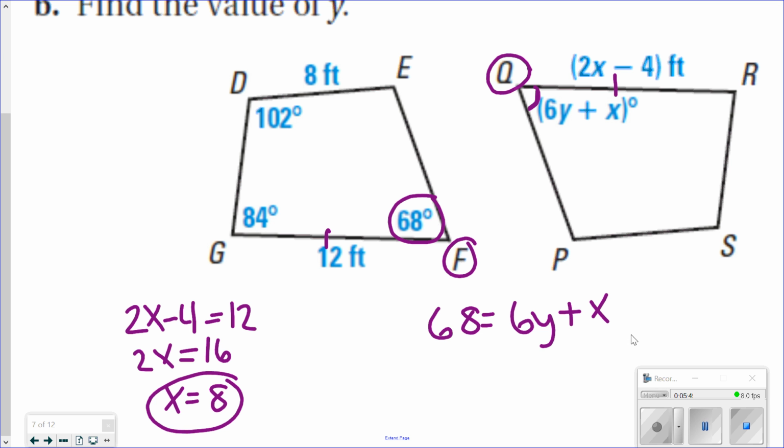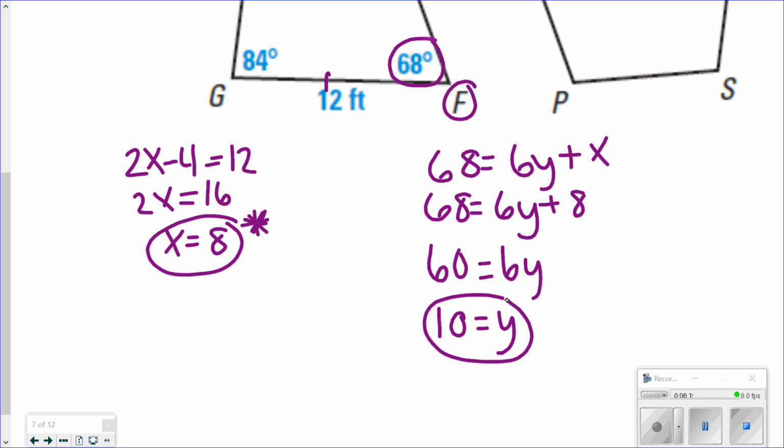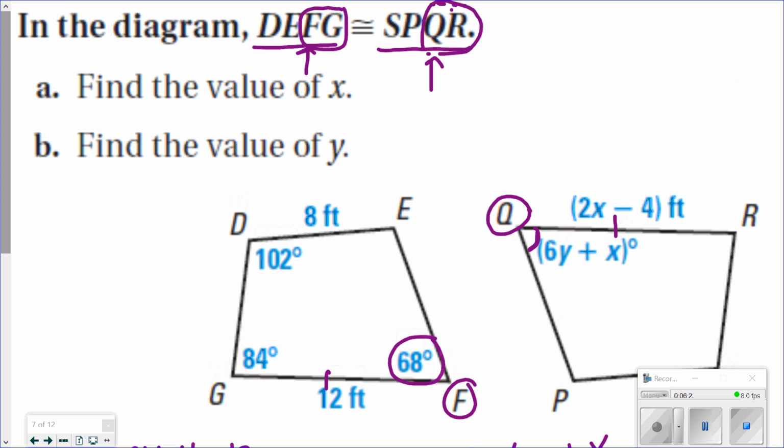Well, we do know what x is, right? X is equal to 8, so I can substitute x with 8. So 68 is equal to 6y plus 8. Subtract 8 from each side. 60 is equal to 6y, and so I end up with 10 is equal to y. So just a reminder that my congruent statement here at the beginning is what helped me determine which angles are congruent and which side lengths are congruent.